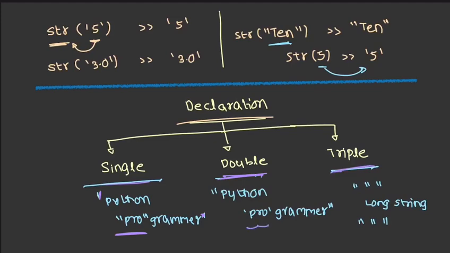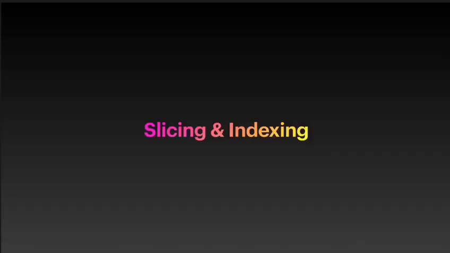Triple quote strings are actually used to declare multi-line strings or very long strings, and also for documentation purposes. That is the reason triple quote strings are also called doc strings. The advantage of this is if we have a single quote string, we can use double quotes to declare it and vice versa. Now coming to the second part of the video, let's try to understand slicing and indexing of strings.